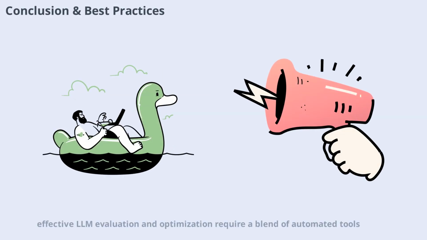Summary: effective LLM evaluation and optimization require a blend of automated tools, human judgment, and continuous monitoring. Track key metrics, optimize for cost and latency, and stay vigilant against security and bias risks. By following these best practices, you'll ensure your LLM applications are reliable, efficient, and ready for real-world challenges.